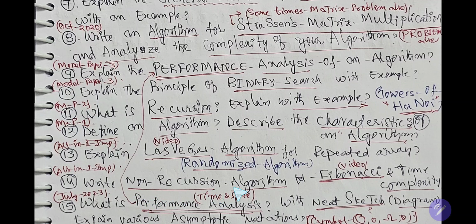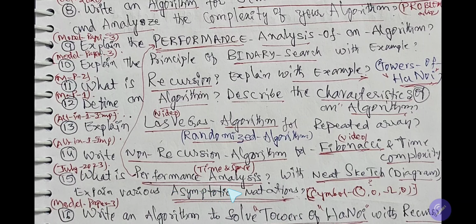And write a non-recursive algorithm for the Fibonacci series. You need to write the step by step algorithm for the Fibonacci series. Then what is performance analysis? This is time complexity and space complexity. I wrote here time complexity and space complexity. This was asked last year, July 2023.